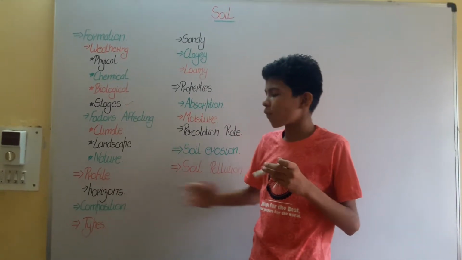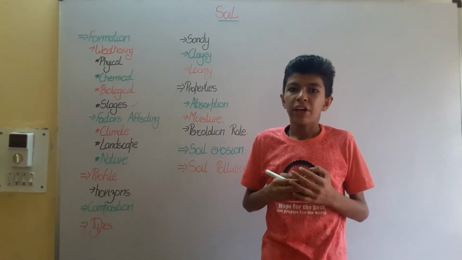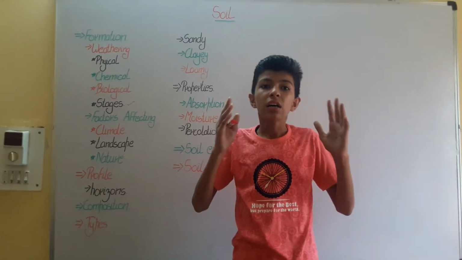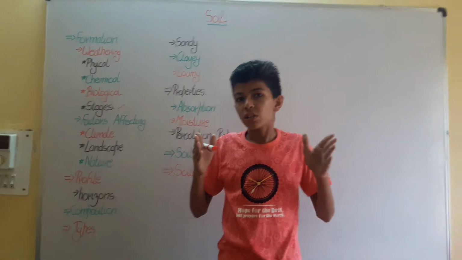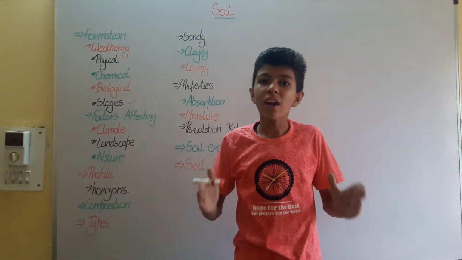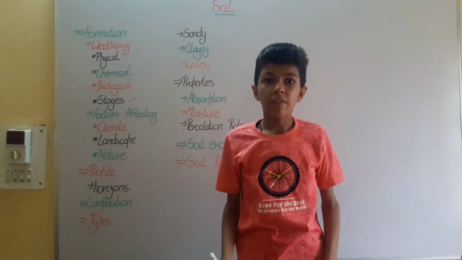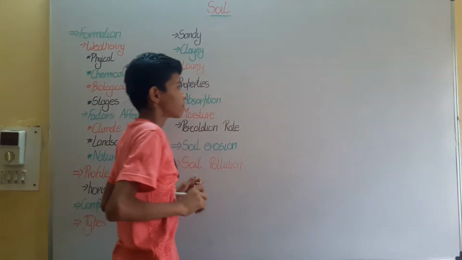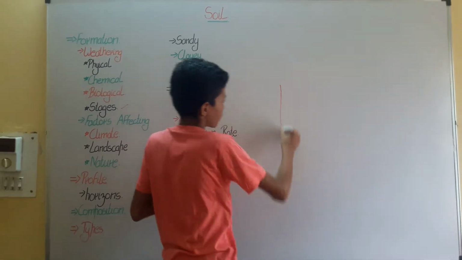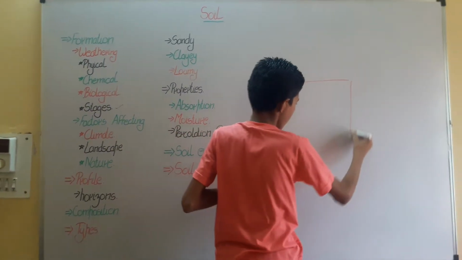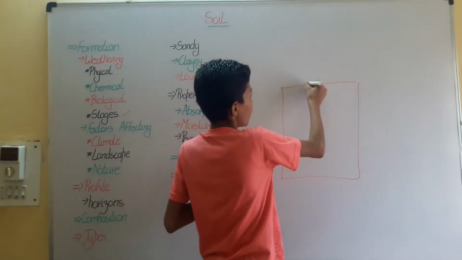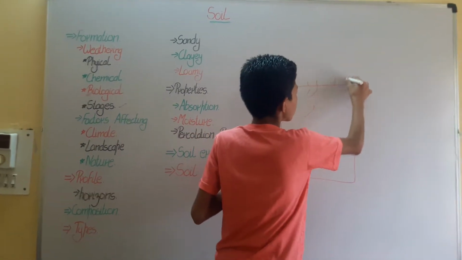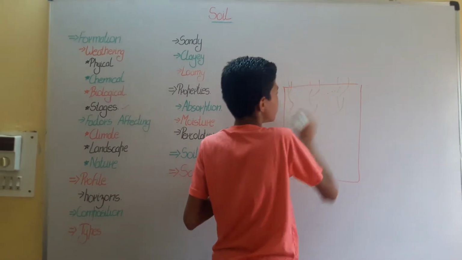Then we have the profile of soils. What is the profile of soils? The profile of soils is the different layers of soils or rocks found on our earth when cut horizontally. At the top, many plants grow, so their roots extend and microorganisms live.